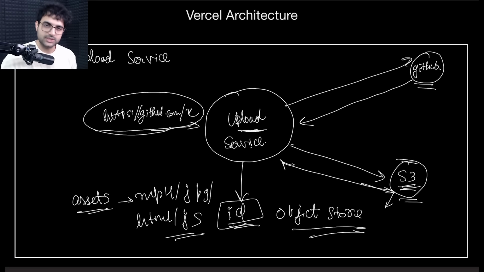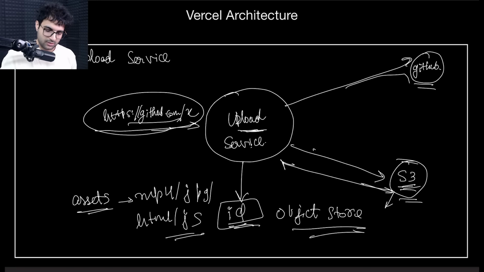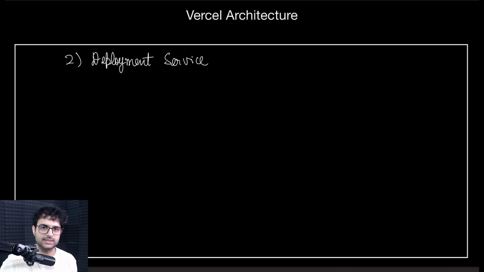But what does the upload service need to do? Number 1, copy over the contents to S3. Number 2, tell the next service, the deployment service, okay, I have uploaded the project files. Start the deployment. The React files are here. Start copying them over, converting them into HTML, CSS, and JavaScript, and putting them someplace else. With that, let's move to the second service.